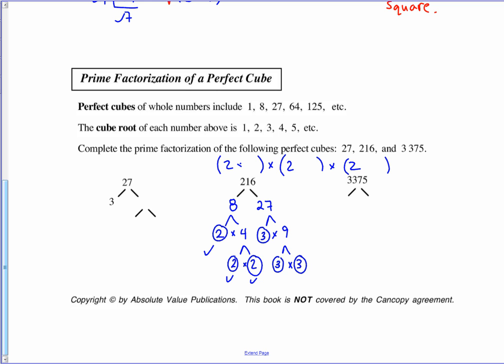Yeah. So what would be the cubic root of 216 then? It would just be one of the groups, which is 6. 2 times 3, or 6. Cubic root of 216 is 6.